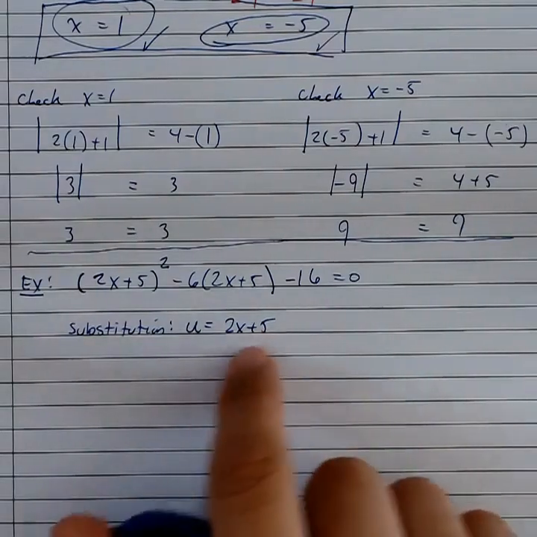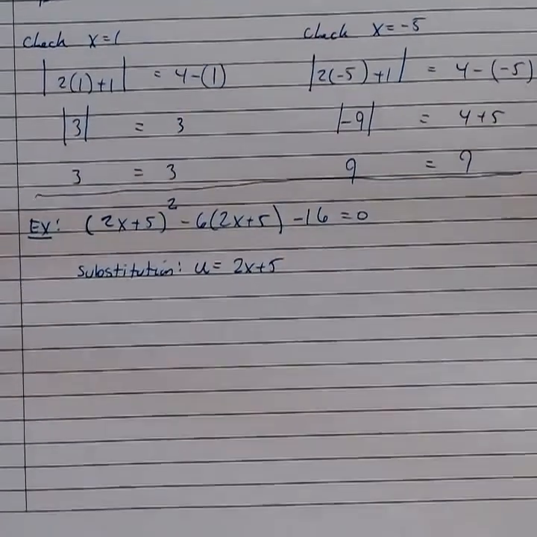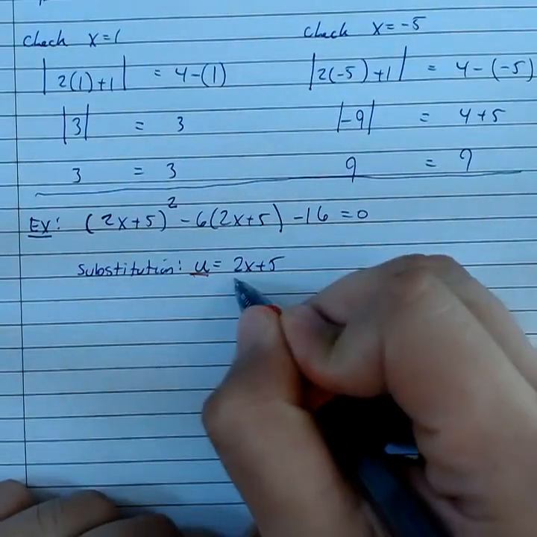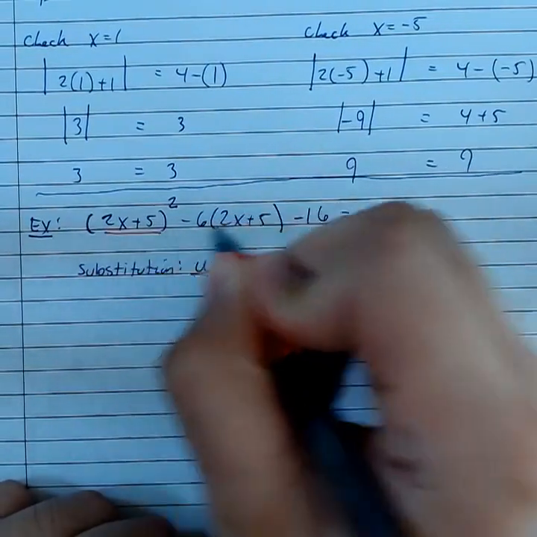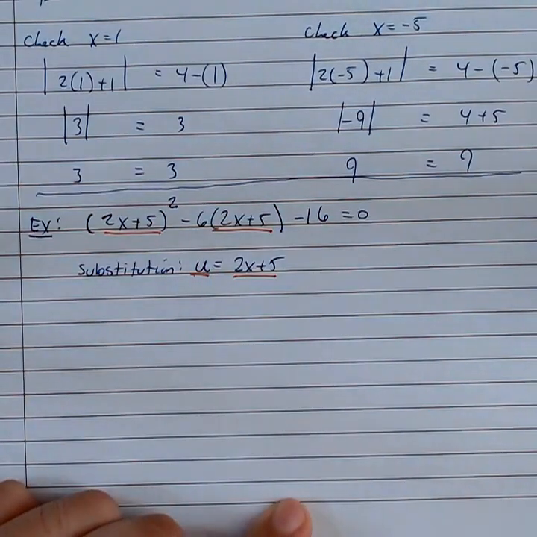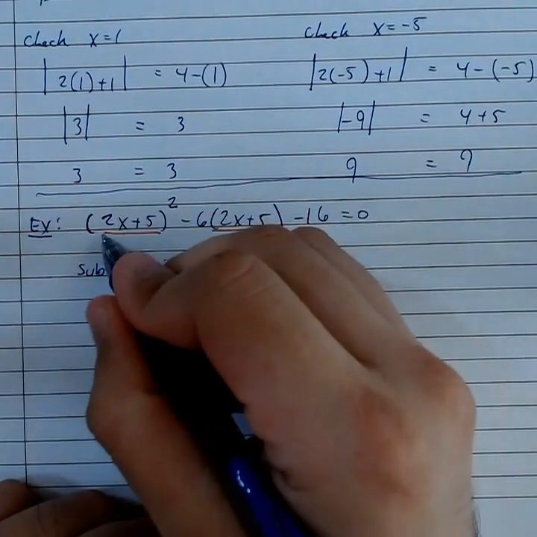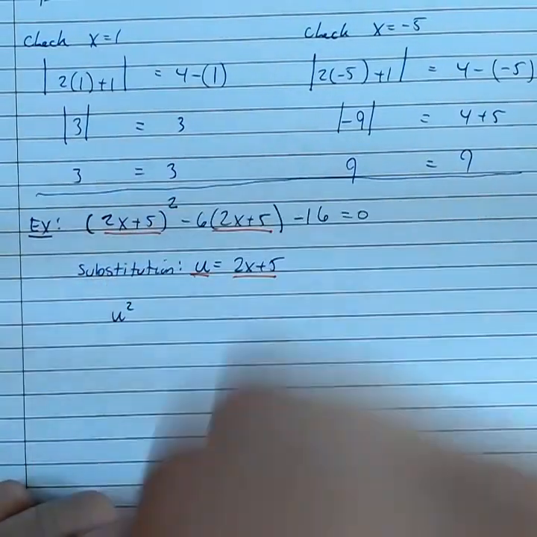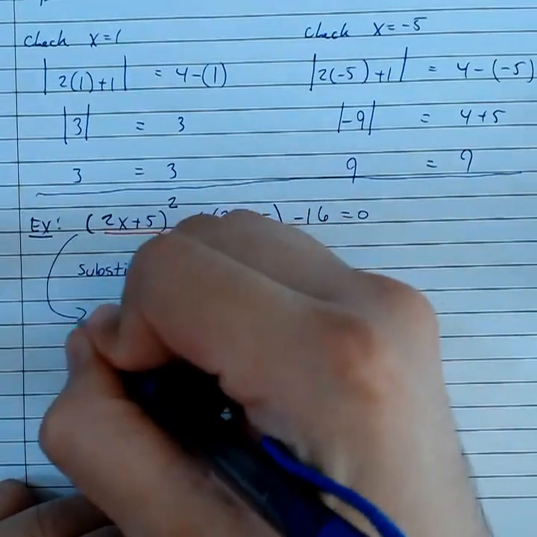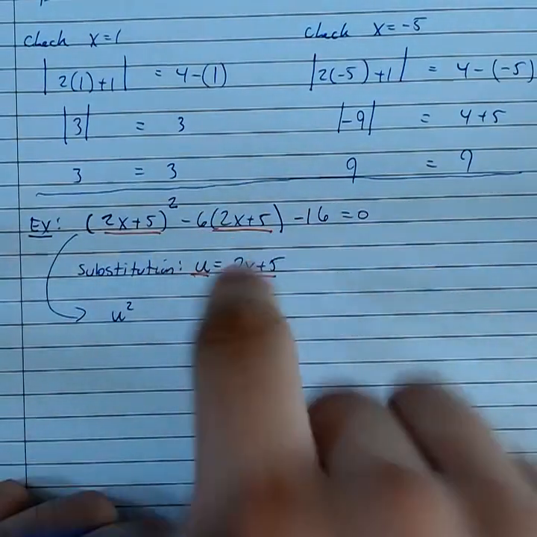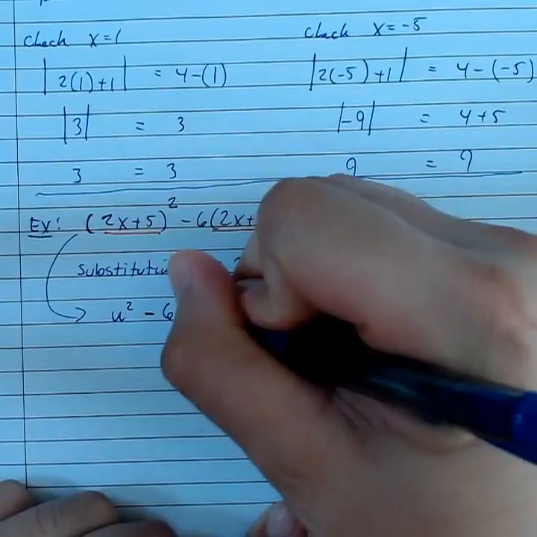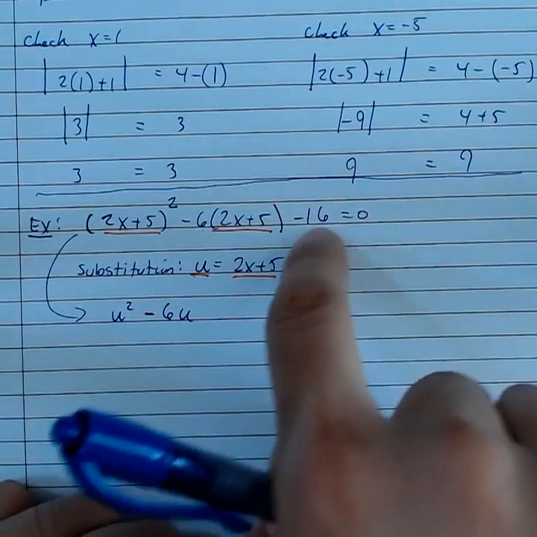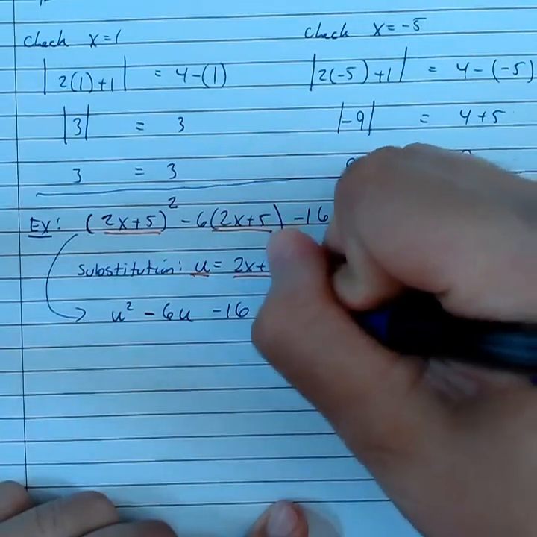Okay, so what do we gain by doing this? Well, what we gain is we can rewrite this problem by saying anywhere there's a 2x plus 5, I'm going to rewrite it using a simpler character. Instead of writing 2x plus 5 squared, I'm just going to write u squared. Instead of writing minus 6 times 2x plus 5, I'm just going to write minus 6u. And here, there's no variable, so let me just leave that as minus 16.